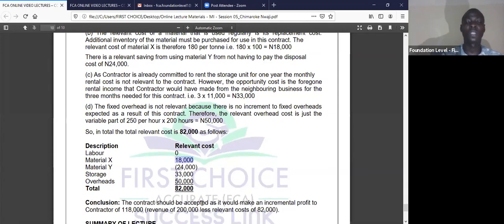Conclusion: the contract should be accepted because this is the total relevant cost. So they should accept the 200,000 the man is offering, on a relevant cost financial basis.